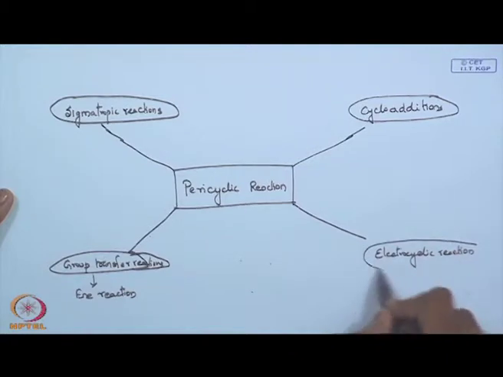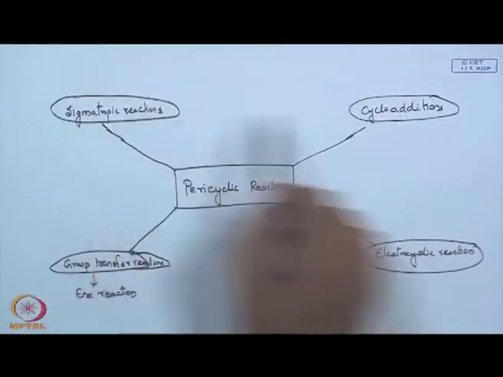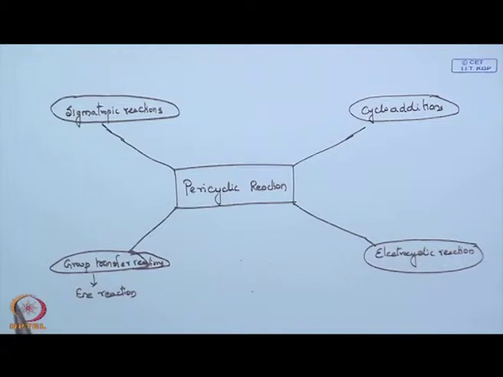We studied electrocyclic reactions. In electrocyclic reactions we studied ring opening and ring closure, conrotatory and disrotatory modes, and their stereochemistry, how they open, the mode and all these things. So these are the four important classes of reactions we touched: sigmatropic, cycloaddition, electrocyclic reaction, and group transfer reaction.